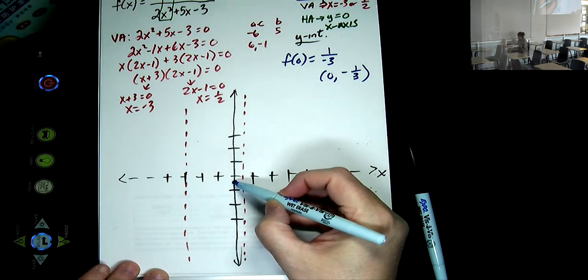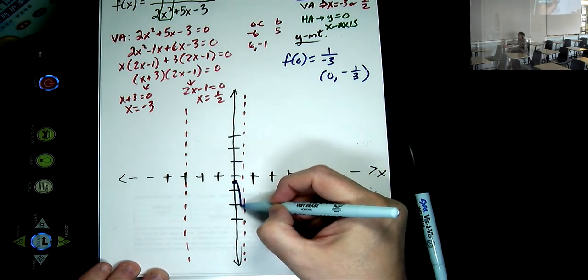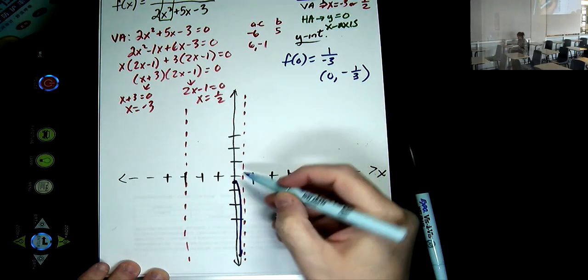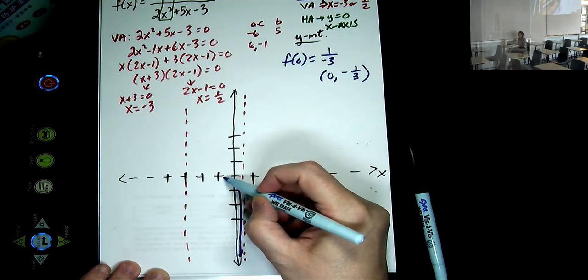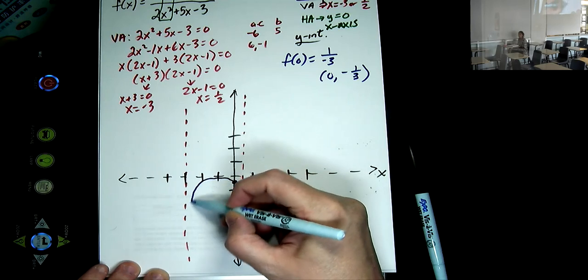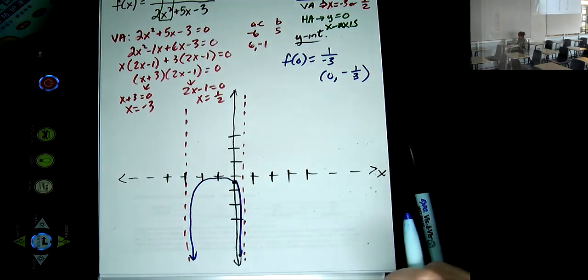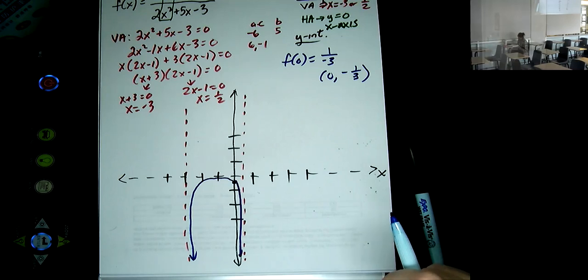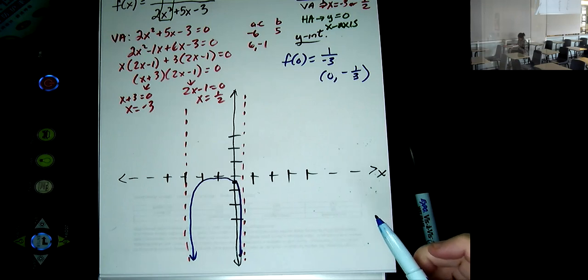Which looks like it's got to go down here, because it follows an asymptote. When it goes left, it can't cross that. And it's got to go down like that. Question is, what happens on the left and the right?